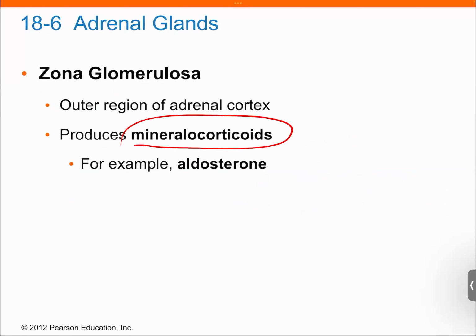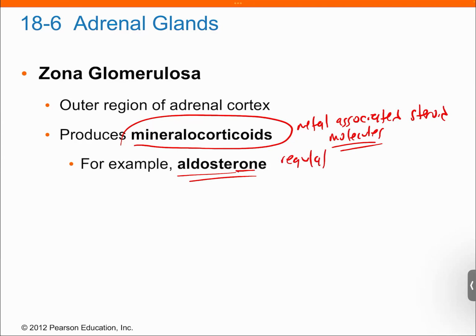Mineralocorticoids typically are steroid hormones that are associated with some sort of metal homeostasis, right? Like iron homeostasis or something like that. Some sort of a metal nutrient that's responsible for us. So these are metal-associated steroid molecules. The biggest one that we have is aldosterone. And what aldosterone does is it basically regulates sodium, which is a metal.